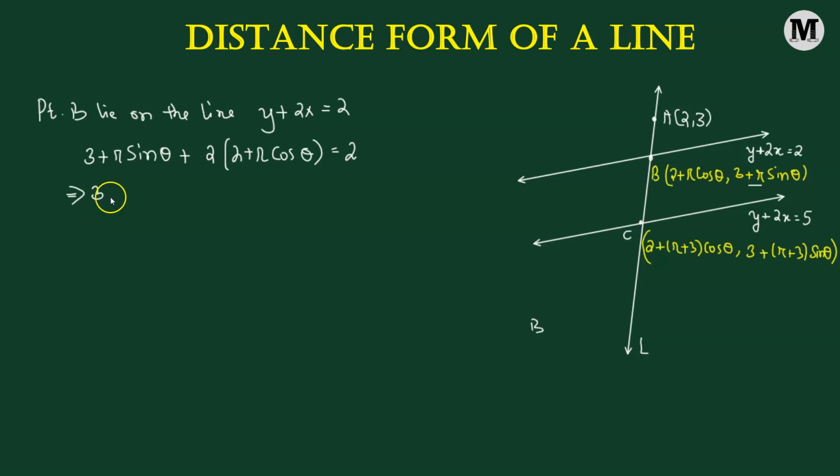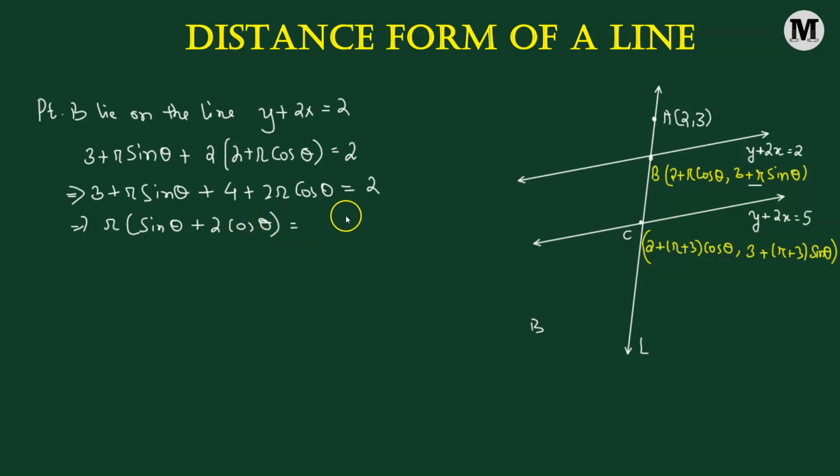So we now have 3 + r sine theta added to 4 + 2r cosine of the angle theta, that's equal to 2. Fine. If we take r as the common factor, we now have sine of angle theta plus 2 times cosine of angle theta, and that's going to be equal to 2 minus 7, since we have 4 + 3, that's 7. So that's negative 5. We have r equal to negative 5 divided by sine of the angle theta plus 2 times cosine of the angle theta.